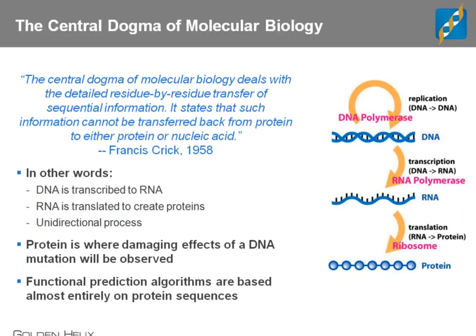So let's go back to the beginning and review the central dogma of molecular biology. Francis Crick coined the phrase in 1958 that molecular biology deals with the detailed residue-by-residue transfer of sequential information. It states that such information cannot be transferred back from protein to either protein or nucleic acid. In other words, DNA is transcribed to RNA, RNA is translated to create proteins, and it's a one-way process. So that protein is where the damaging effects of DNA mutation will be observed.